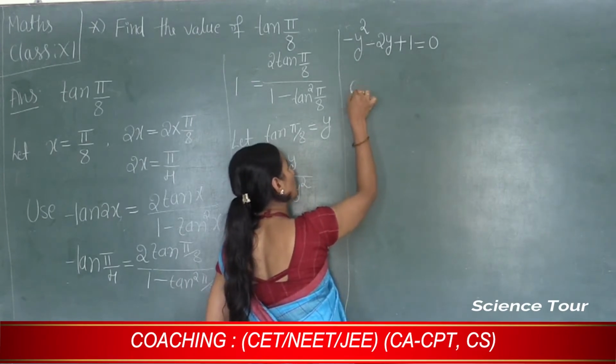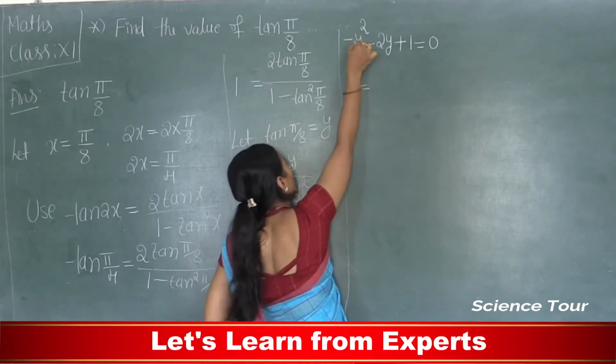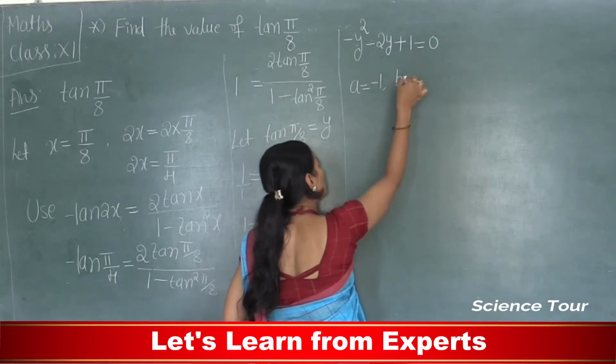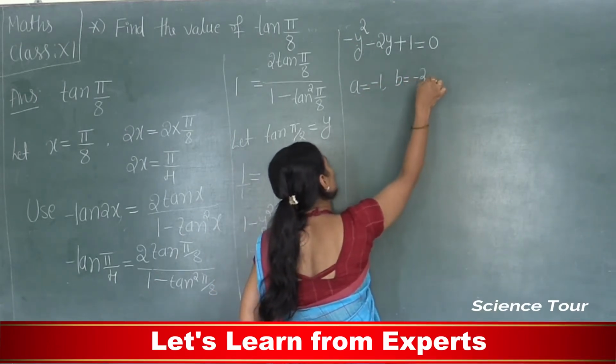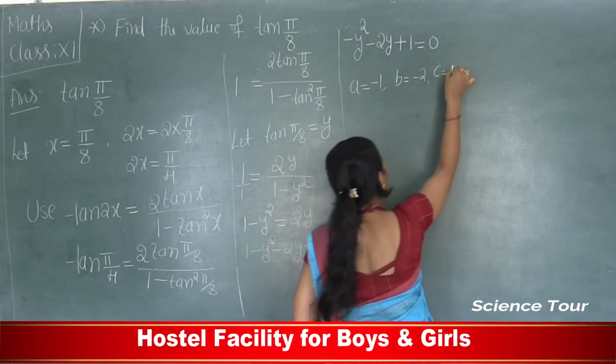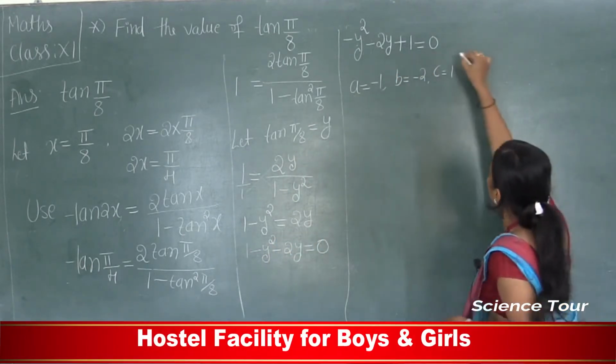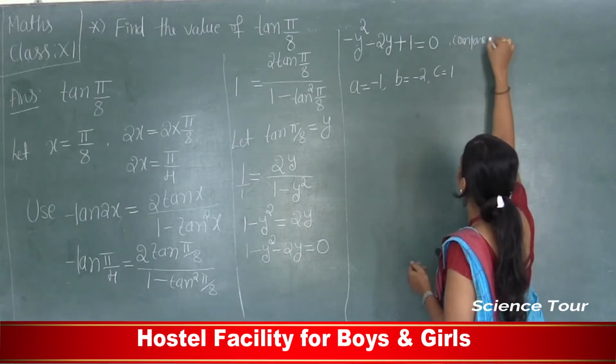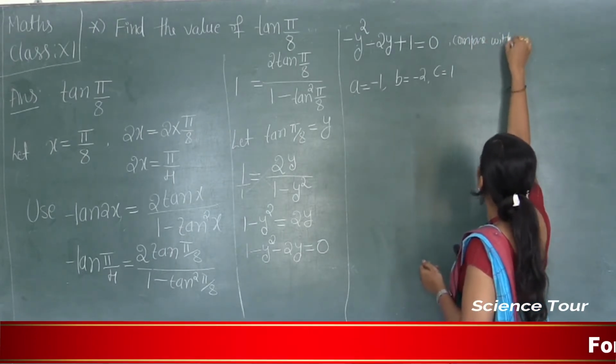A is equal to what? Minus 1. Correct, no? So B is equal to what? Minus 2. C is equal to what? 1. Why is it 1? Because compare with your quadratic equation. I'll write here.